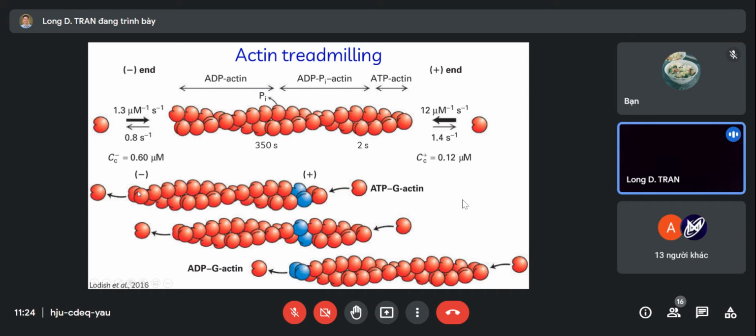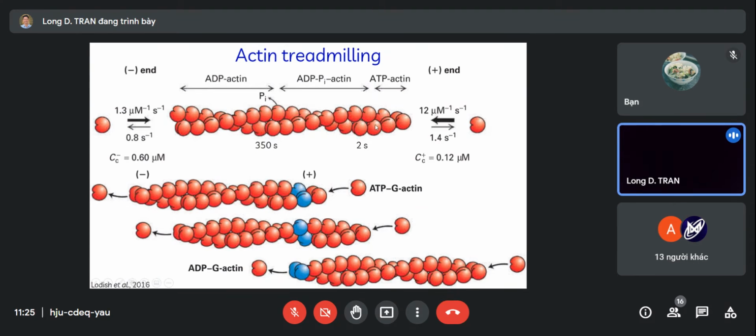As you can see earlier in the movie, the actin looks like it's moving, but it's not actually moving by itself. It just changes the plus and the minus end position. And the reason for the dissociation of actin at the minus end is because when the actin combines to form the F-actin, they are ATP-actin.